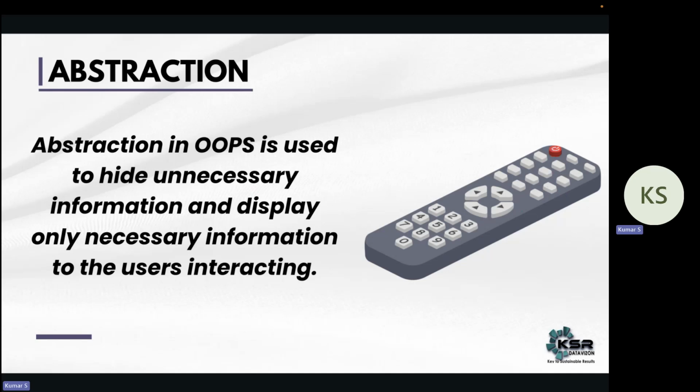Do you know how that one button can be used to just switch on and switch off TV? Most of the people don't know. So this hiding unnecessary information and displaying only what it does, that is called abstraction. In our real world, most of the things that we do are abstracted from us. We know what it does, but we don't know how it does. For example, laptops, mobile apps.